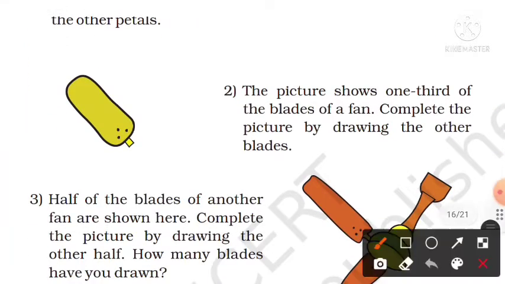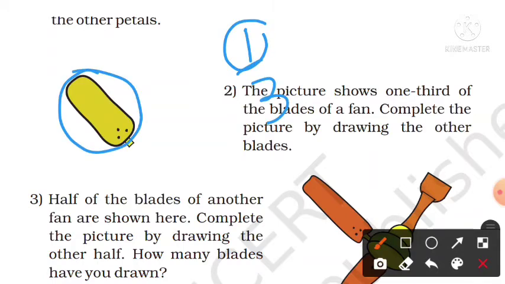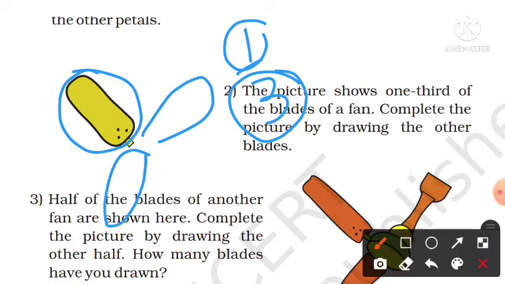Next, in this figure, the picture shows 1/3 of the blades of a fan. Complete the picture by drawing the other blades. Very simple. It is 1/3. 1/3 means it is 1 part out of 3 parts. So we have to add extra 2 parts, and it will be the total figure.